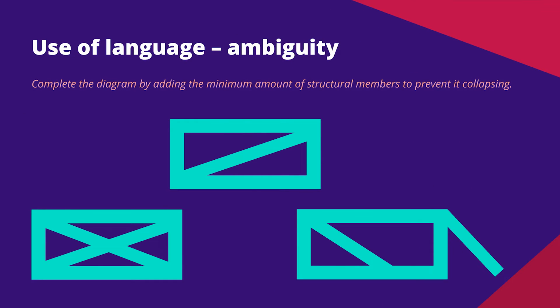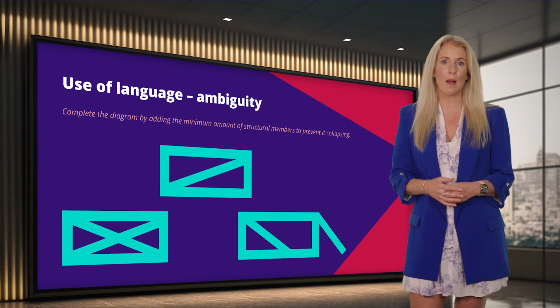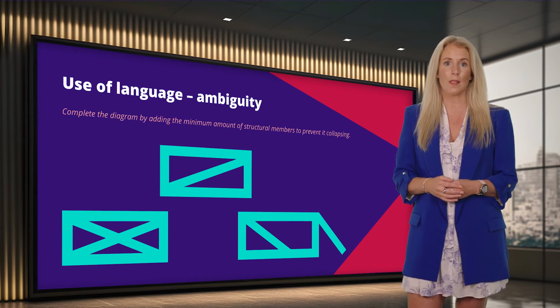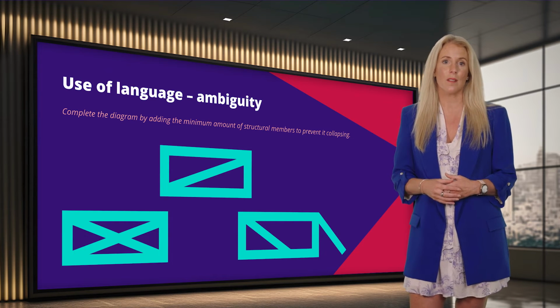You could, for example, add 2 cross members, maybe think about triangulation, or even add 2 struts at the back of the shape to seem like it's propping it up. A better way might be "complete the diagram by adding the minimum amount of structural members to prevent it collapsing." This gives the students more direction without giving them the answer.